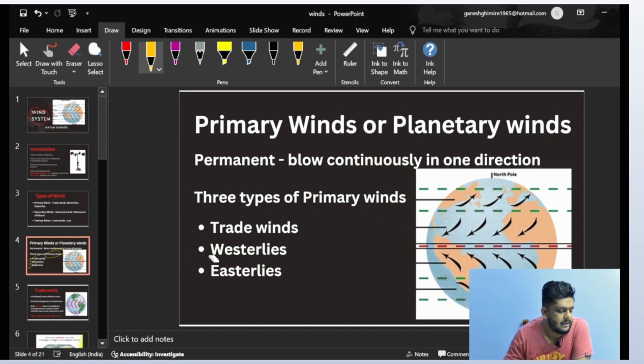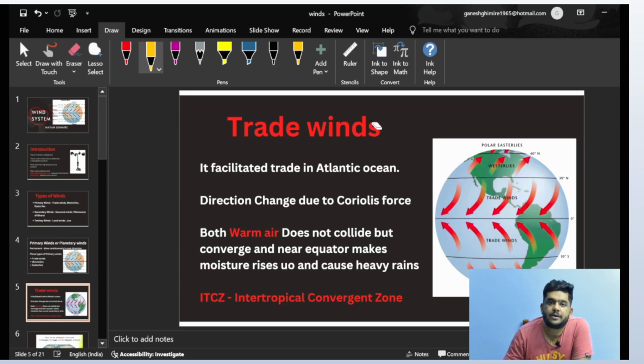All right. Let's study trade winds now. Now, why are trade winds called trade winds? Because trade winds facilitated trade, especially in the Atlantic Ocean. As you can see, this is the Atlantic Ocean, right? And in old times, it used to facilitate trade. That is the reason why it is called the trade winds. All right, so simple. And the second point says direction change due to Coriolis force.